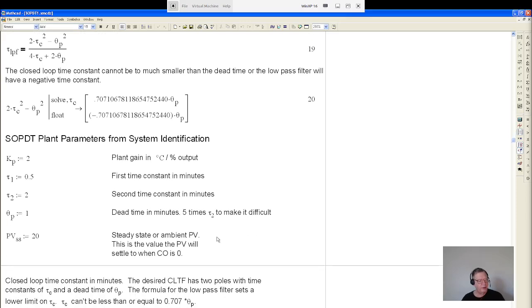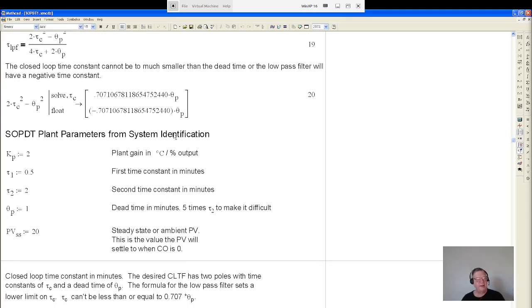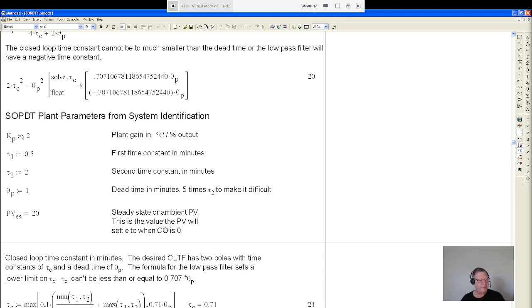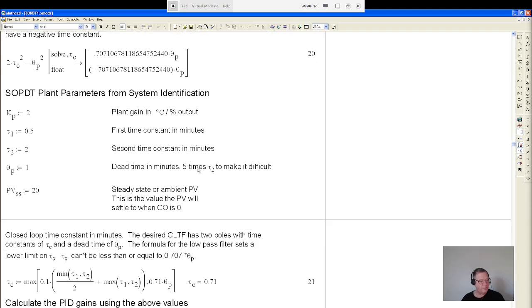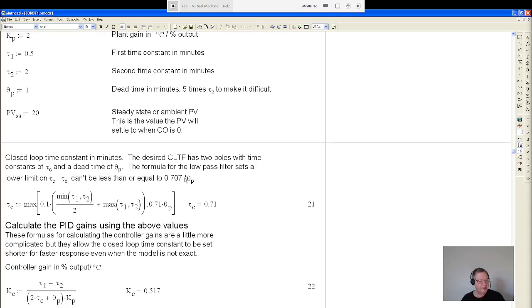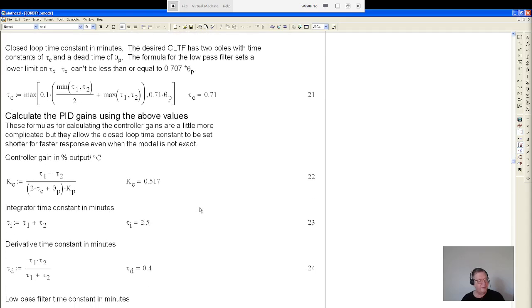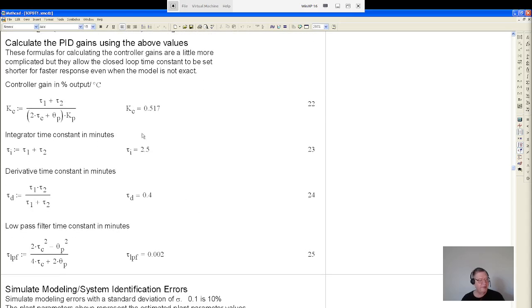Now we're going to assume that I did a system identification. In my system identification, I got values of 2.5, 2, 1, and 20. This is the ambient temperature, this is the dead time, the two time constants, and again, this is the plant gain. I calculate out a closed loop time constant, and I assign some numbers. These are the gains that I get, assuming that my system identification was correct.